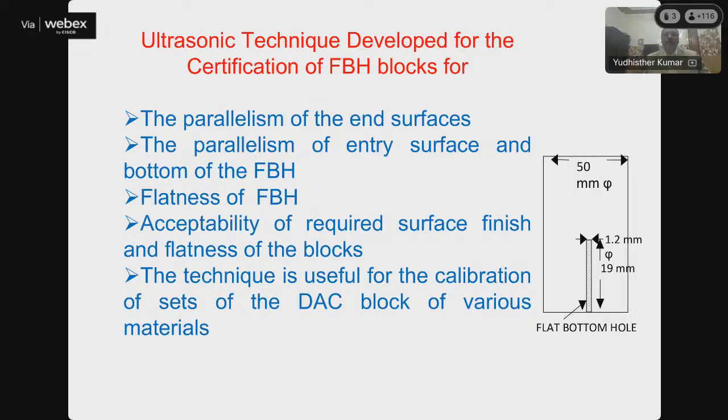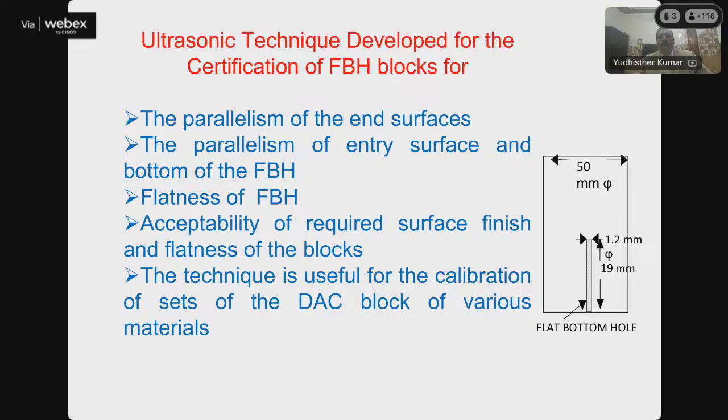Otherwise, by other methods, it was time consuming and costly. The parallelism of the end surface, the parallelism of this surface and this surface, is compared by ultrasonics. Parallelism of the end surface, this surface and this first surface, parallelism of the end surface and the bottom of the FBH, and flatness of the flat bottom hole.